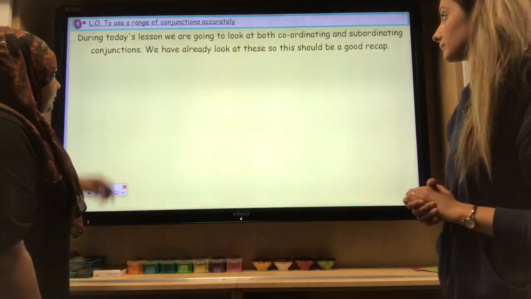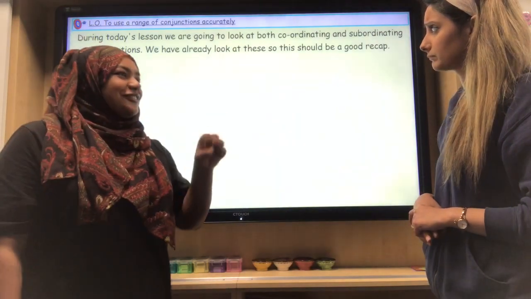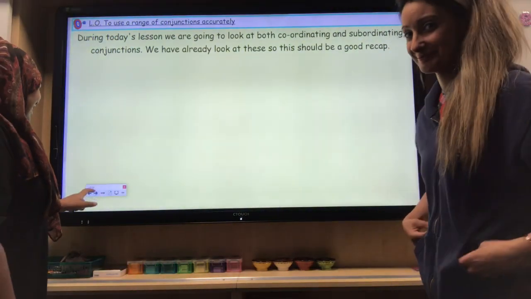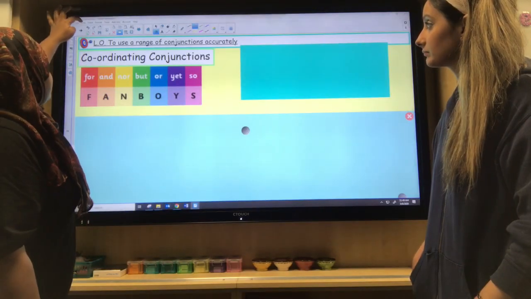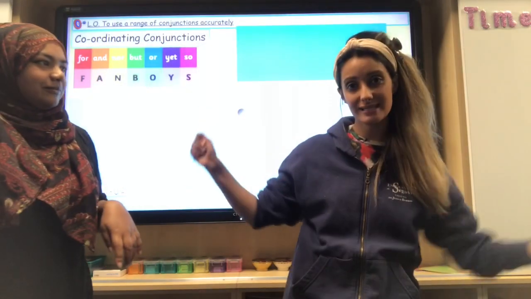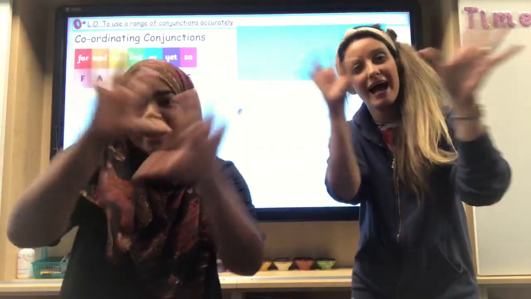Okay, so we are going to be looking at coordinating and subordinating conjunctions, and Mrs. Gale is so excited about the actions for these following conjunctions. Coordinating conjunctions. Mrs. Gale, how do you remember coordinating conjunctions? Fanboys. Shall I do that with them, boys and girls? Ready? 3, 2, 1. Fanboys.